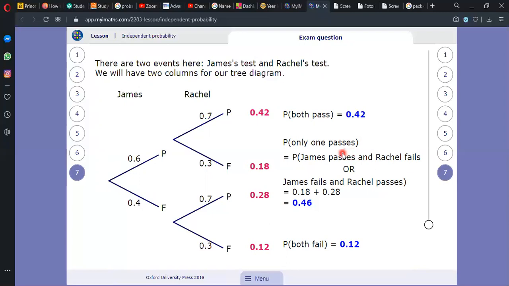Okay, that's for the question they asked us before. So that's why we have to do the addition here. The OR rule takes us to addition. So James passes and Rachel fails is 0.18. James fails and Rachel passes is 0.28. So we add them together to get 0.46. The probability of both of them failing, that is F and F, that was 0.4 times 0.3, which is 0.12 right here. So that is how that goes, guys, with our tree diagrams.